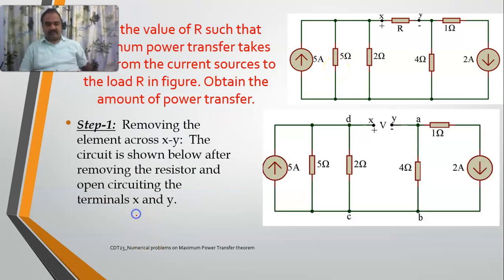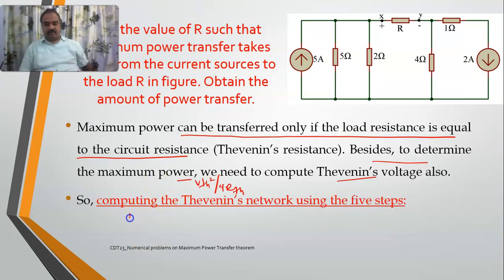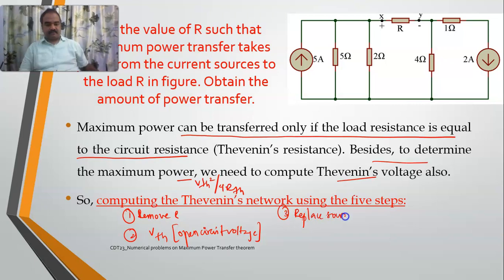The very first step was you remove the R. Number 2, determine VTH, which is nothing but your open circuit voltage. Number 3 is replace sources. Number 4, determine RTH. Number 5, VTH in series with RTH. You should draw the equivalent circuits and perform required calculations. So we will go step by step.